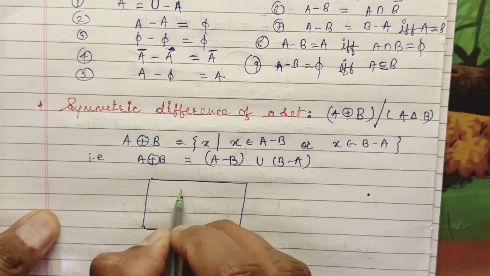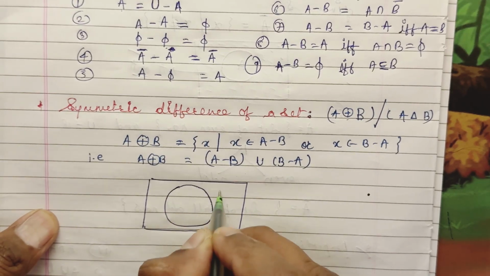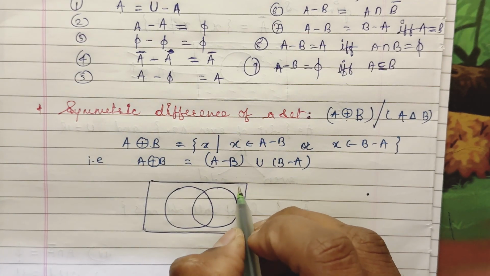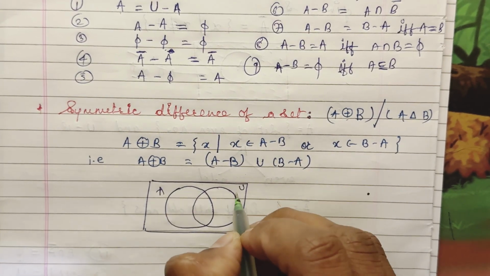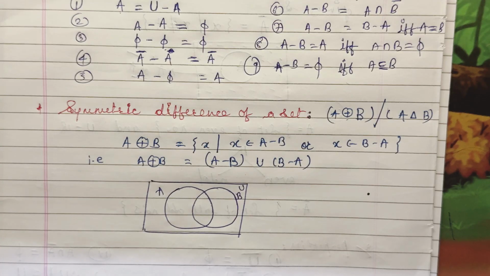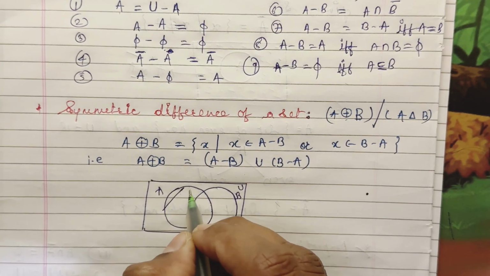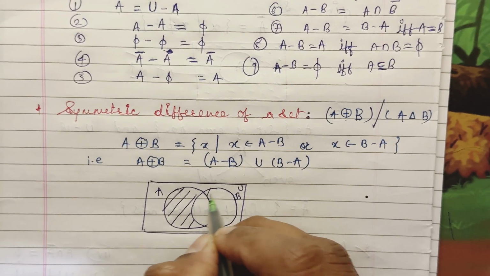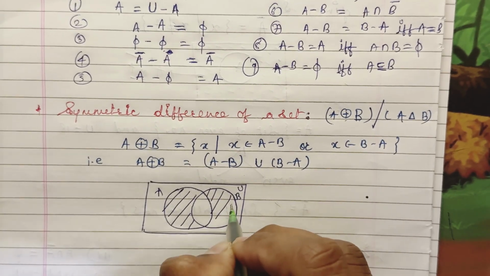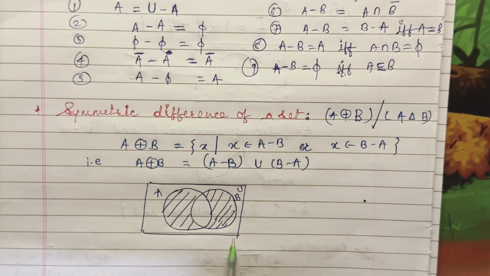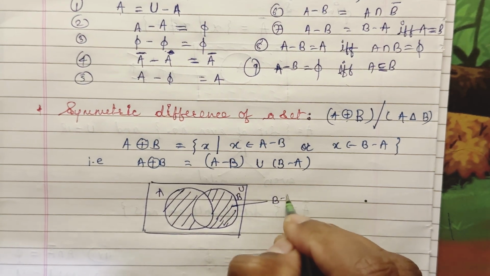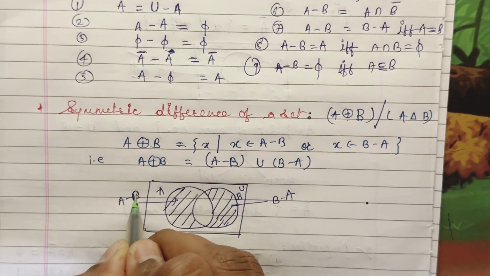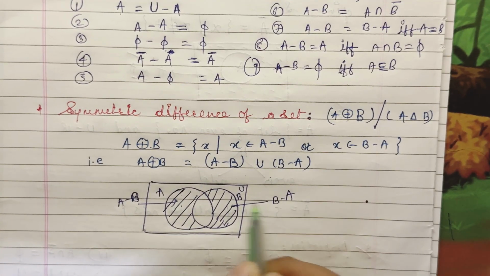Okay, so I'll explain with the Venn diagram now. Obviously this one is the universal set, this one is the set A, this one is the set B. Now see that this is the part from set A, and this is the part from set B. So this one is B minus A, this one is A minus B.